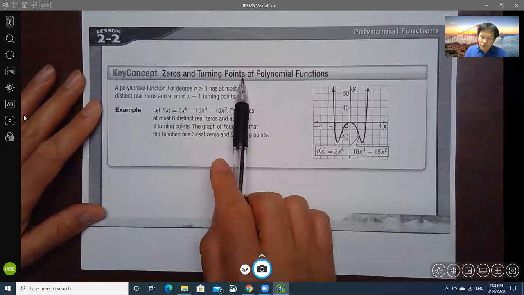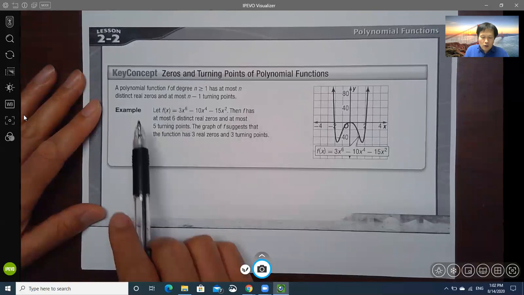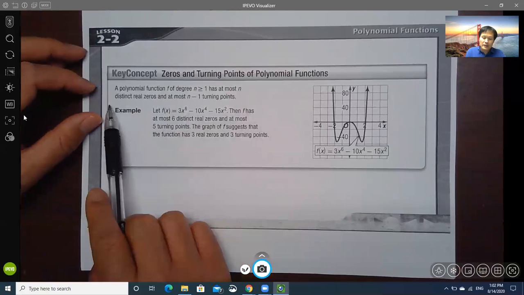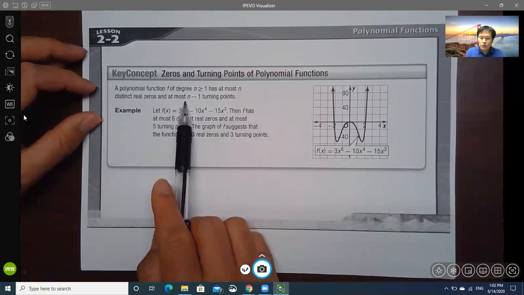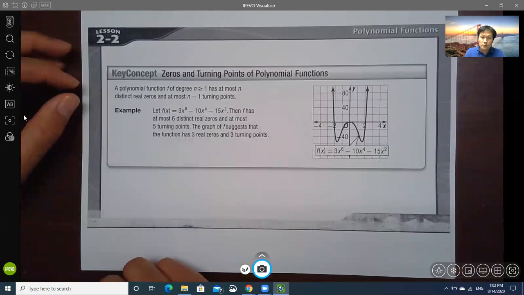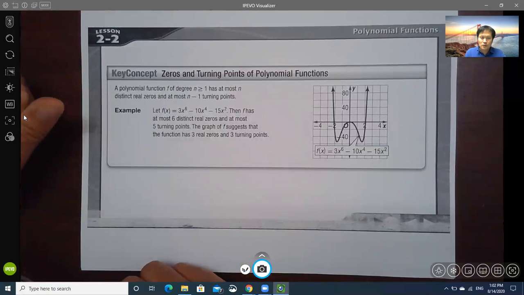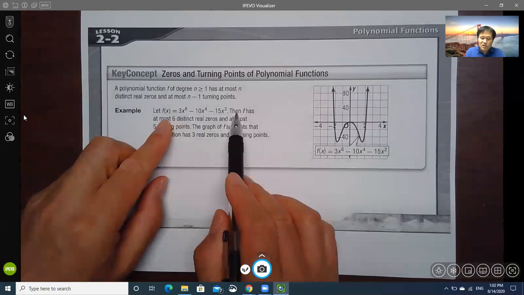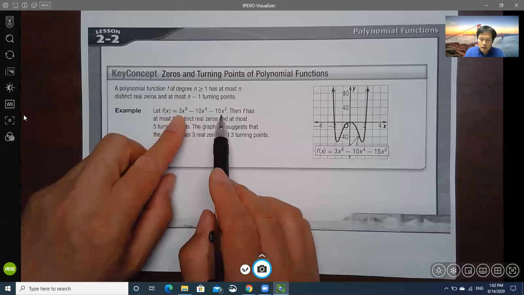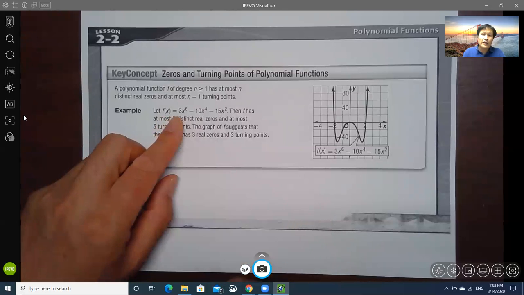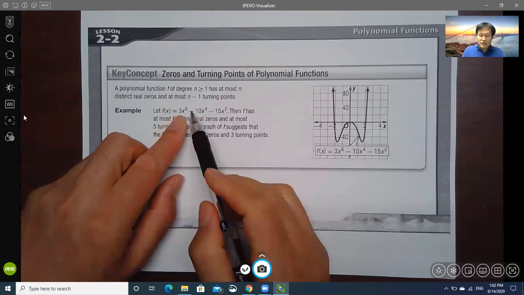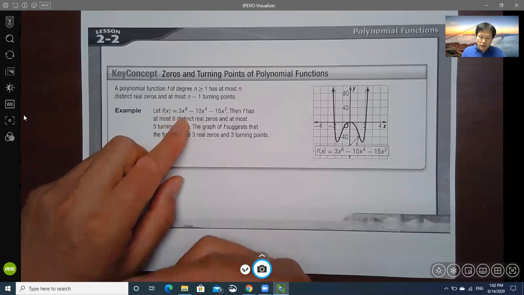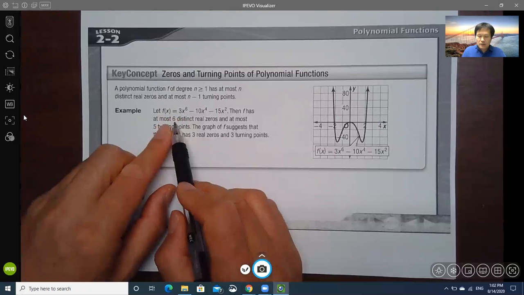Okay, zeros and turning points of polynomial functions. A polynomial function of degree n has at most n distinct real zeros and at most n minus 1 turning points. You might say, what are you talking about? Okay, if you have f of x equal to the following, what's the highest power of x? Sixth power? We call that the degree. So the degree of this function is 6. Then you know you can have at most 6 real zeros.